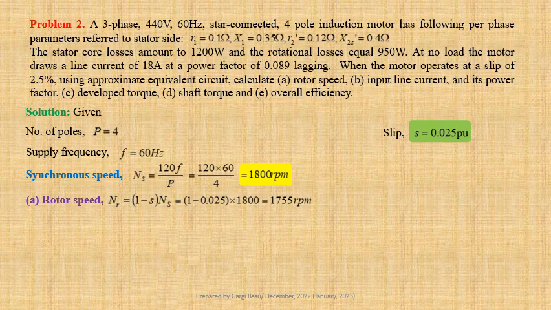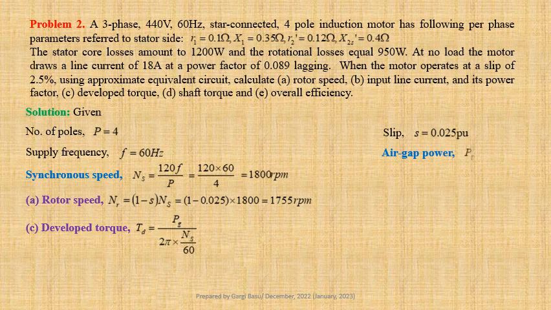Expression for developed torque Td equals Pg divided by 2 pi into Ns by 60. We have determined air gap power Pg equals 37,808 watts. Therefore, Td equals 37,808 divided by 2 pi into 1800 by 60, which is approximately equal to 200.58 Newton meter.